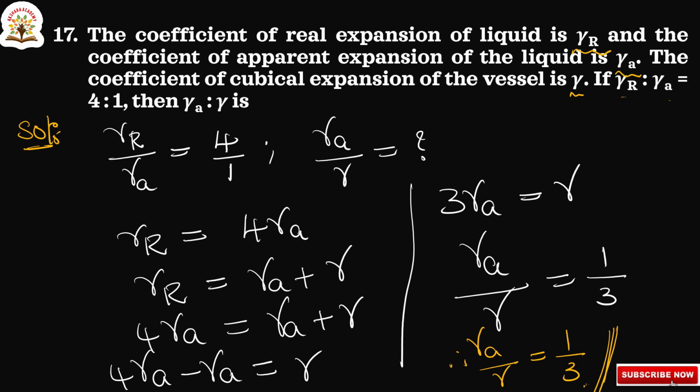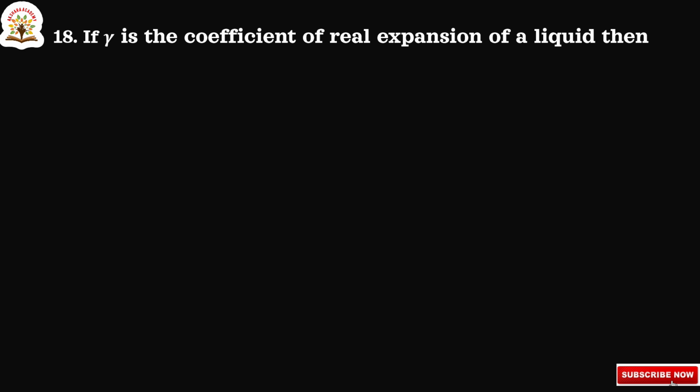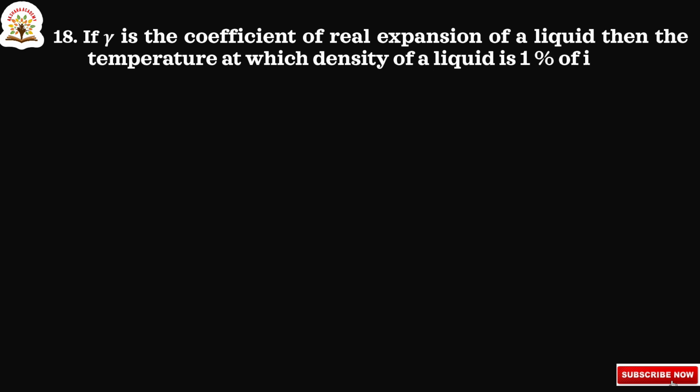This is the ratio of gamma a and gamma, which is either 1:3 or 1/3. Okay, next we will go to the next question. If gamma is the coefficient of real expansion of the liquid, then the temperature at which the density of the liquid is 1% of its density at 0 degree centigrade is. Now let us go to the solution.